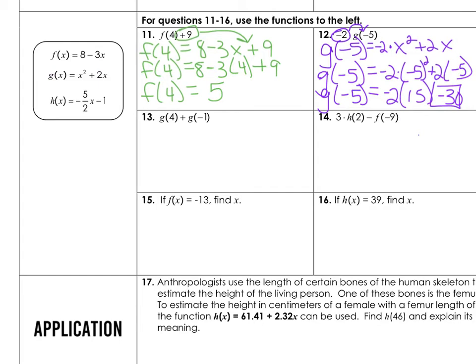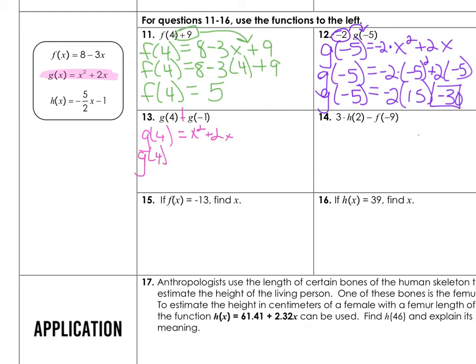Number 13 says g of 4 plus g of negative 1. So I'm going to kind of just draw a line here for now, and I'm really going to do g of 4 and g of negative 1, and then I'm going to add them together at the end. So it's kind of just like 2 separate equations that we're going to add together. So I have g of 4, and that means I'm using this equation on the left again. So g of 4 equals x squared plus 2x.